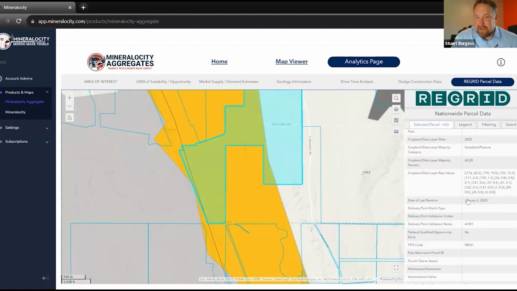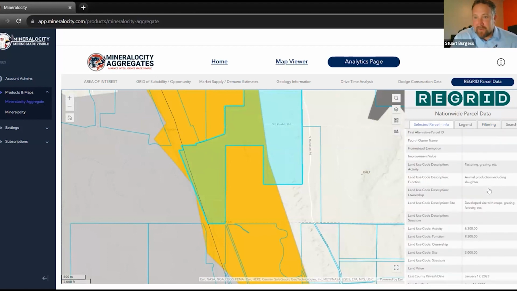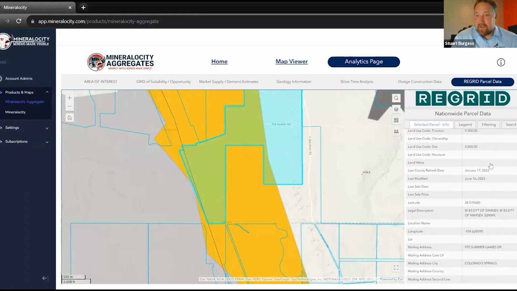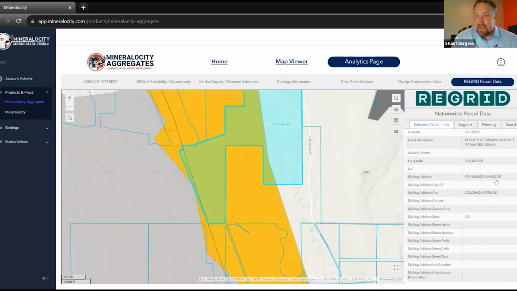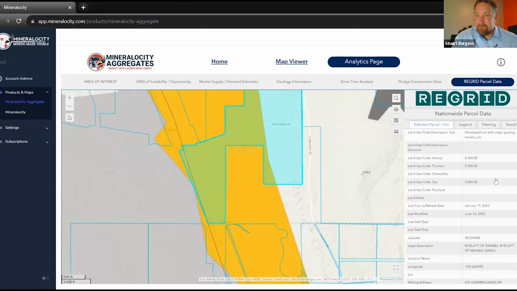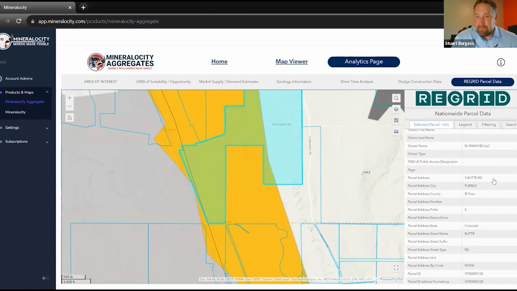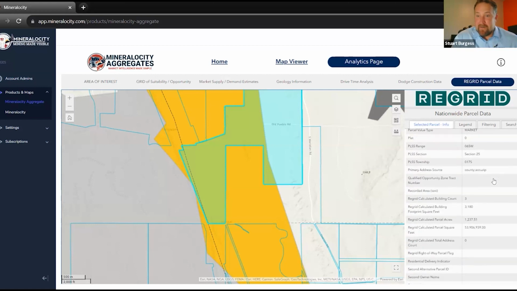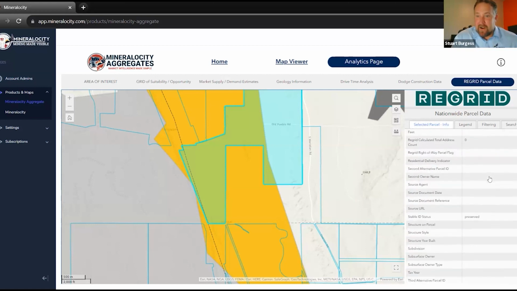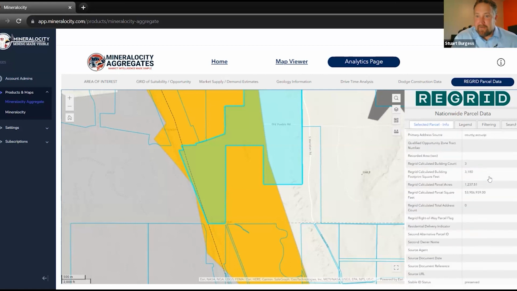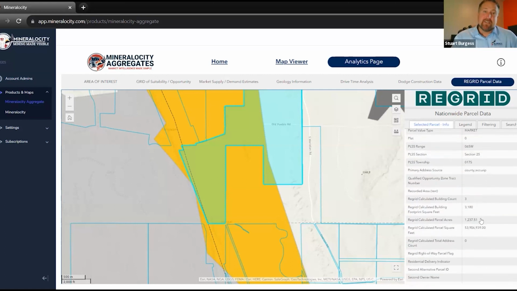It's within our geology unit. It's currently being used for grazing, so it's light agriculture. It's under local private ownership. There's a lot of data here when it comes to our parcel data. So it's about 1,200 acres here. So we've got a significant amount of land here that would be large enough to potentially sustain a pretty major operation for a number of years.